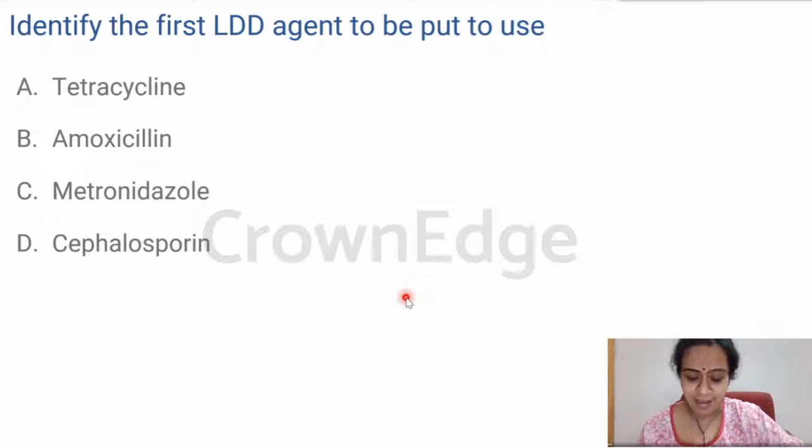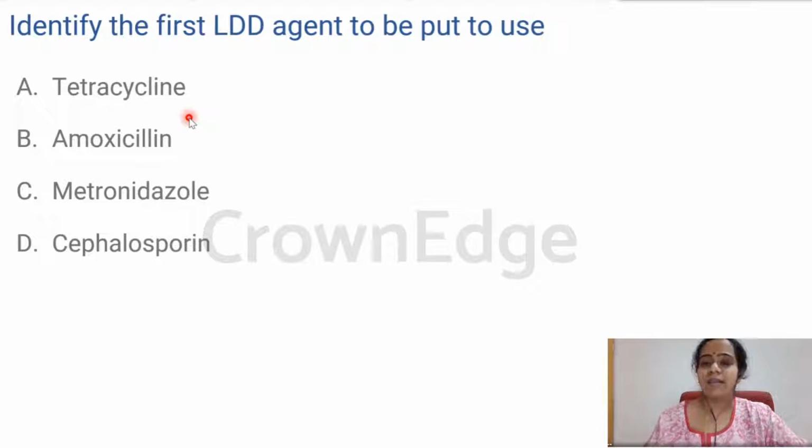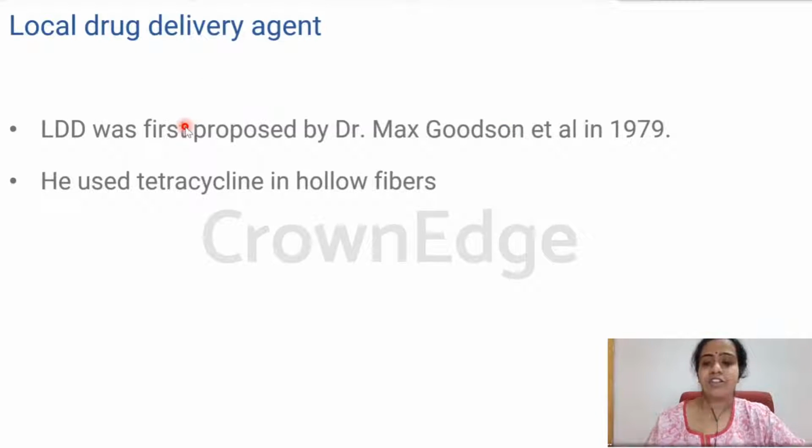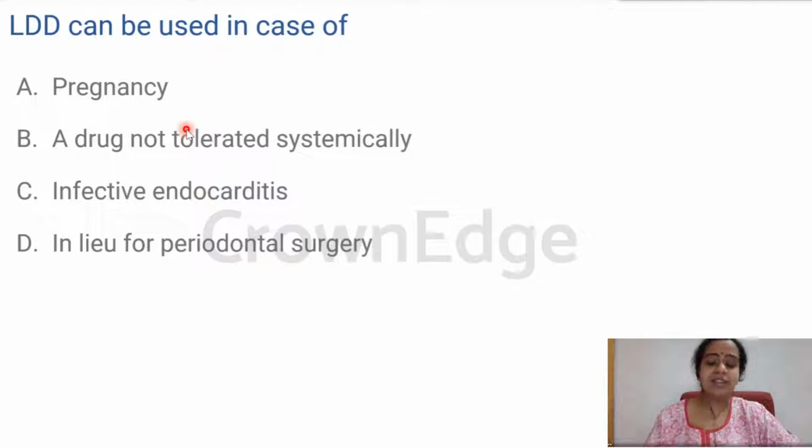Most of you have given me the correct answer. The correct answer is tetracycline. Tetracycline was the first drug to be tried as a local drug delivery agent, and this was first pioneered by Dr. Max Goodson in 1979. What he did was take hollow fibers into which he packed the tetracycline powder and tried to use it as a local drug delivery agent.